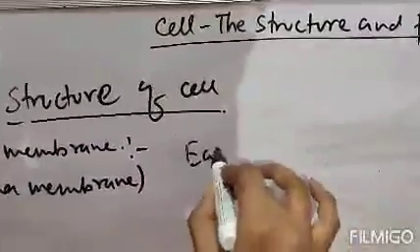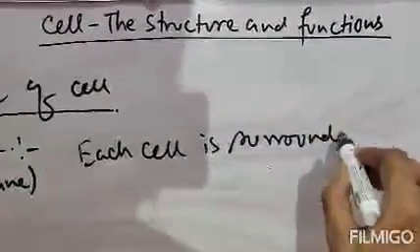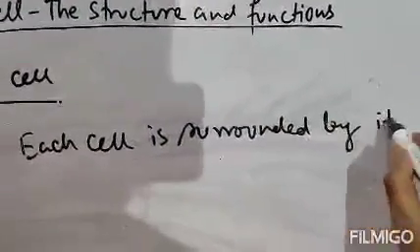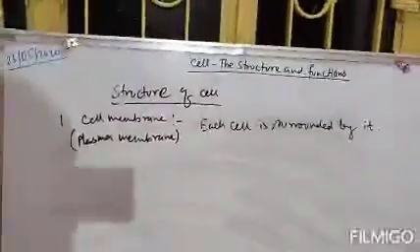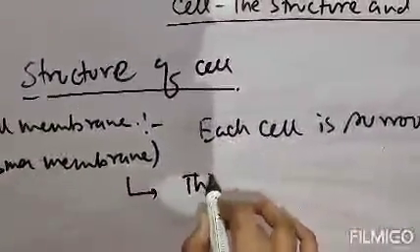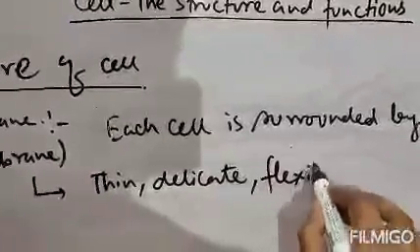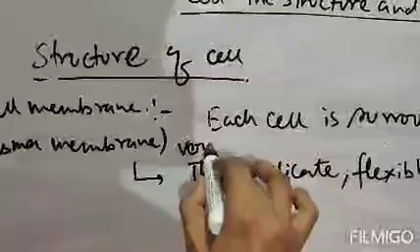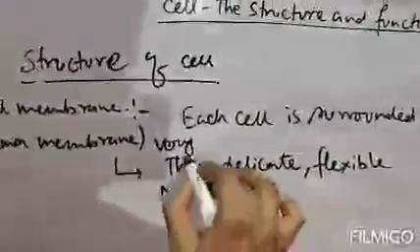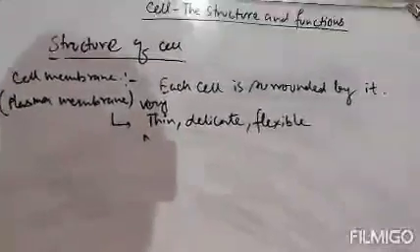So each cell is surrounded by it, meaning the cell membrane or plasma membrane. It is very thin, very delicate and flexible.